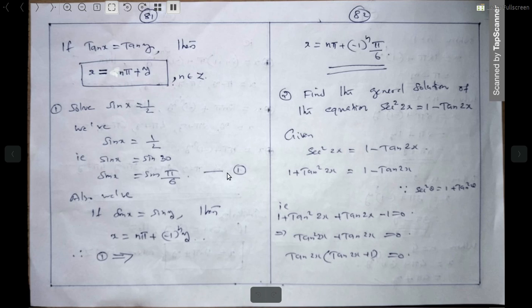Then this equation becomes what? sin x is equal to sin y, where instead of y there is pi by 6. So our result is what? n pi plus minus 1 whole raised to n into y, and instead of y there is pi by 6. So this is the answer.